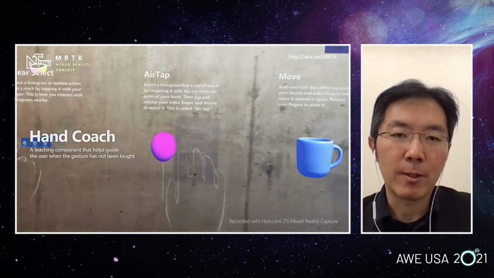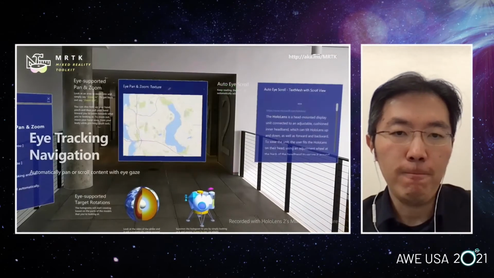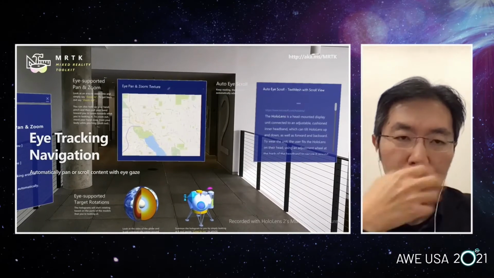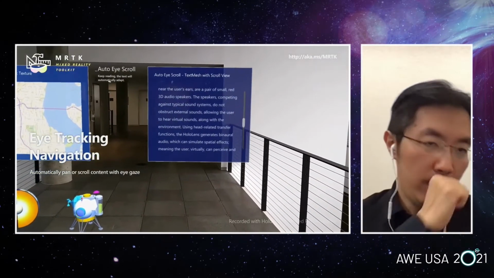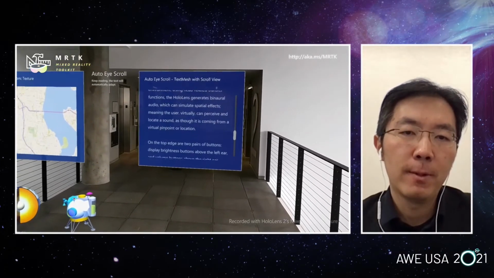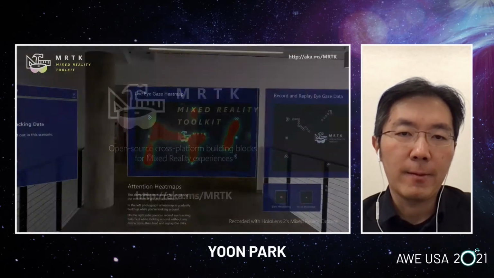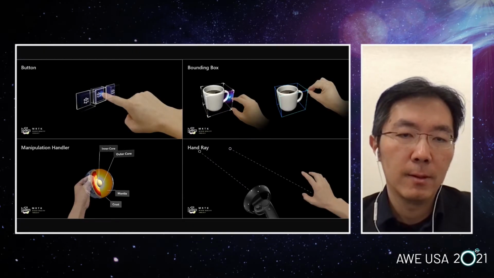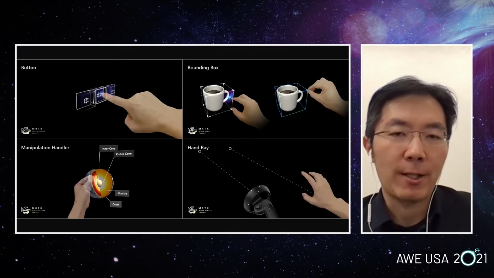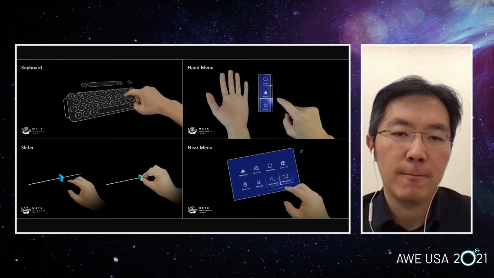Also, some useful components like hand coach, a teaching component. And we have many eye tracking examples, like using the position of the eye, you can control the content. You can also visualize the eye position using a heat map. So using these MRTK components, you can achieve some of the common and crucial spatial interaction patterns.